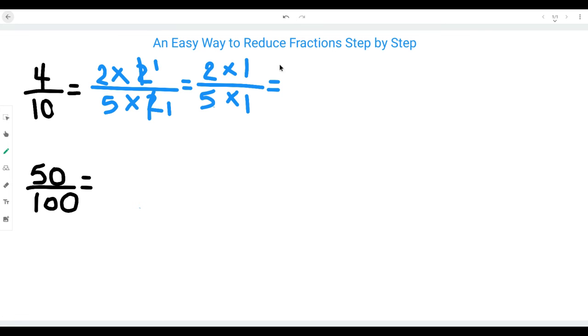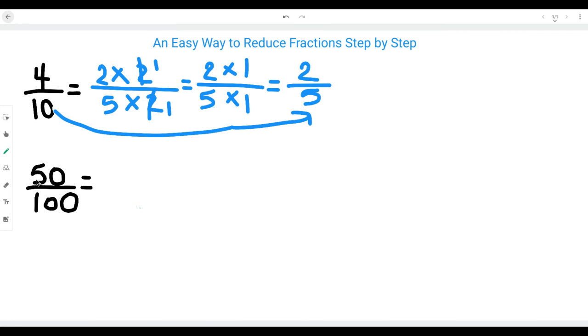2 times 1 is 2. 5 times 1 is 5. So when we reduce 4/10, we're going to get 2/5.